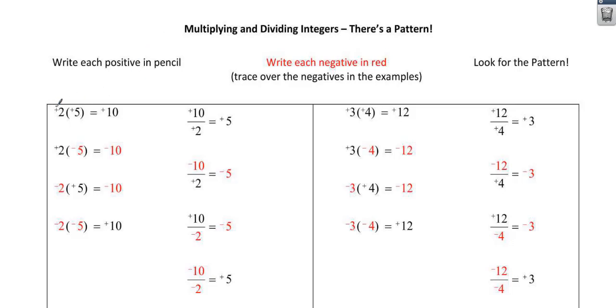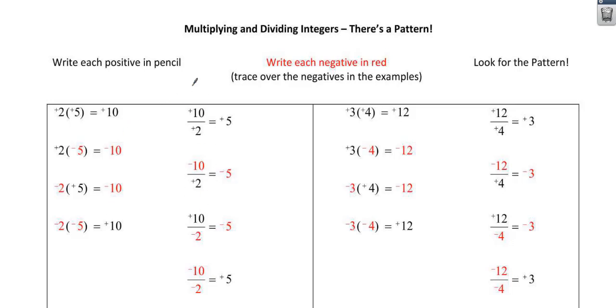So here we go. Positive 2 times positive 5 equals positive 10. That's something you've been doing since, I don't know, second grade, third grade? Positive 2 times negative 5 is negative 10. Negative 2 times positive 5 is negative 10. And negative 2 times negative 5 is positive 10.